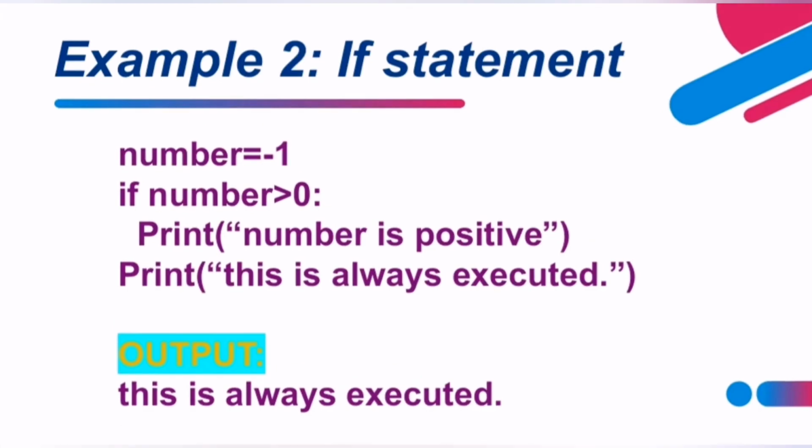Second example of the if statement. You can see here number equal to -1, and if number greater than 0, print number is positive, and then the other statement which is outside the body of the if statement, print this is always executed. So here number greater than 0 evaluates to false because -1 greater than 0 is false. Hence the body of the if statement, print number is positive, is not executed. The statement print this is always executed is outside the body of the if statement, so it is always executed.